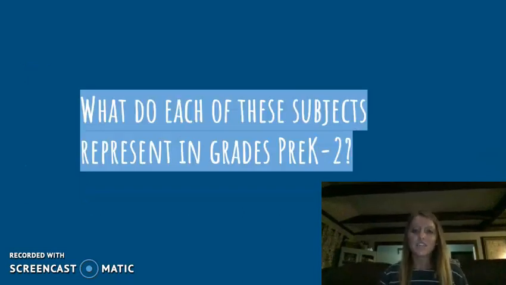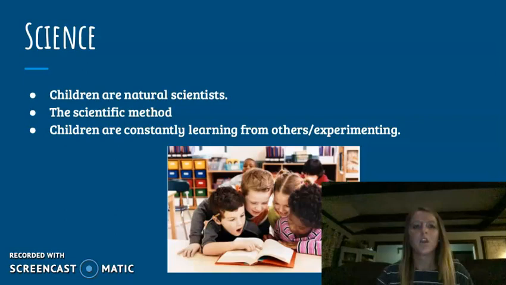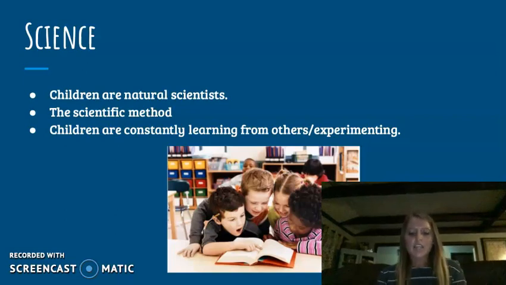So what do each of these subjects that make up STEAM represent in grades pre-K through 2? Let's start with science. Children are natural scientists, and they use the scientific method in everything. They try to figure out how the world works by engaging in a series of steps. And this is a scientific method for these young children.